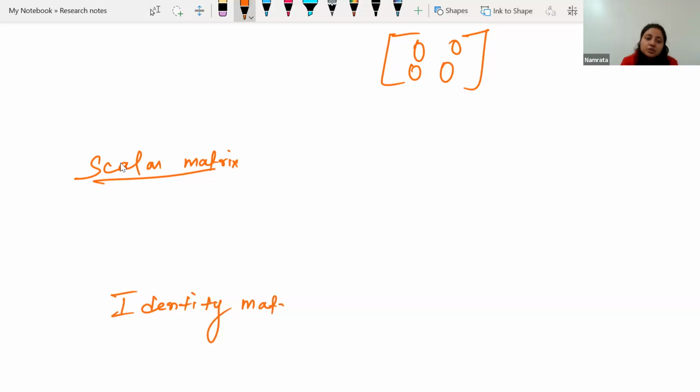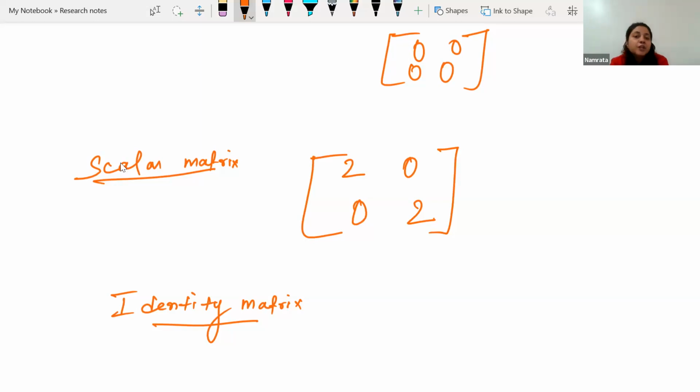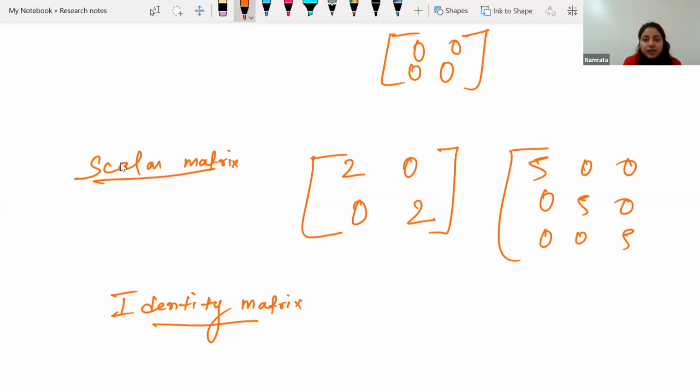Okay, so scalar matrix means, the example of a scalar matrix can be 2, 0, 0, 2. Okay, here the diagonal elements will be the same. The diagonal elements will always be equal. That's called scalar matrix. The example can be 5, 0, 0, 0, 5, 0, 0, 0, 5. These two are examples of scalar matrix.